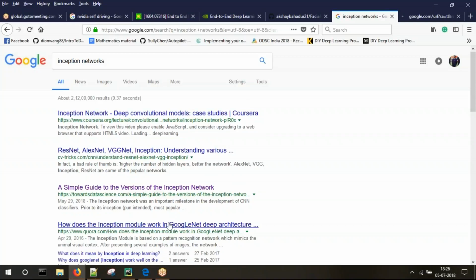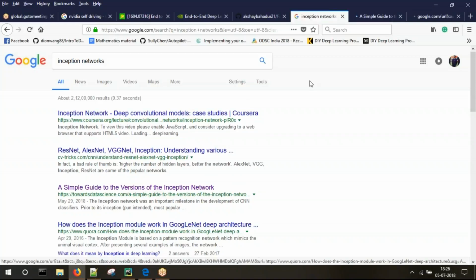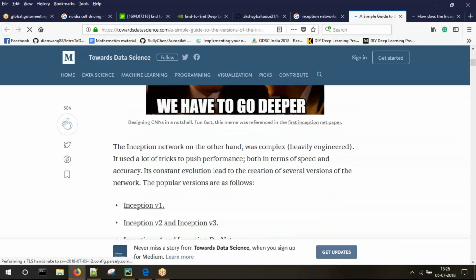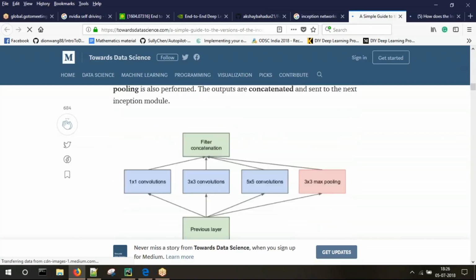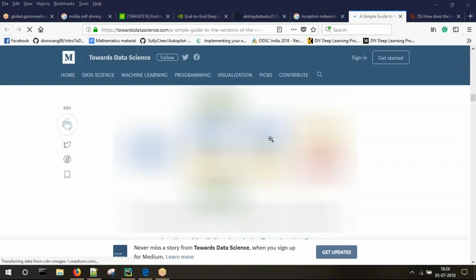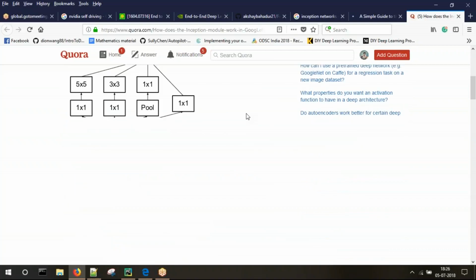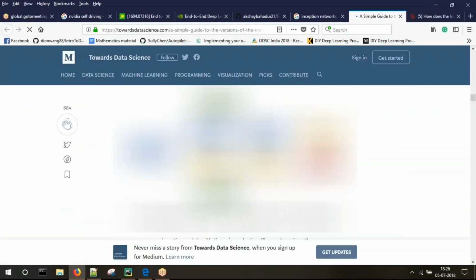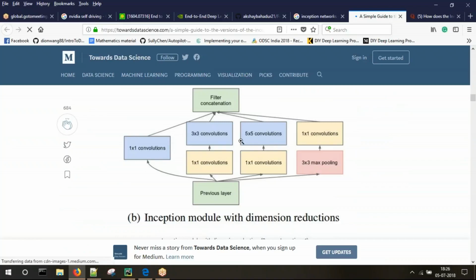Another name for Inception Network is GoogleNet, because Google developed it. If you go to this website, you can see exactly what is happening behind the scenes of Inception Networks. I think there is a pictorial representation, which would be great. So what happens is that there are two different layers.